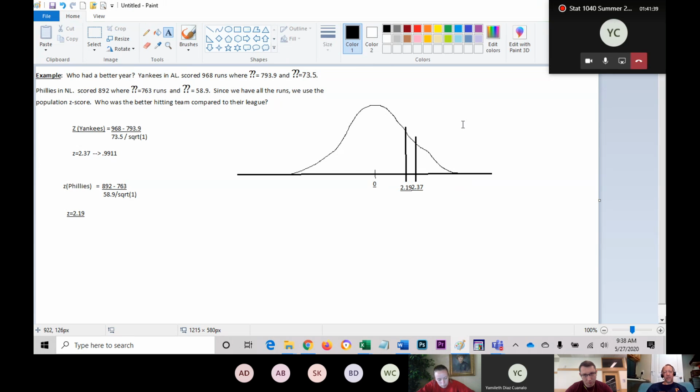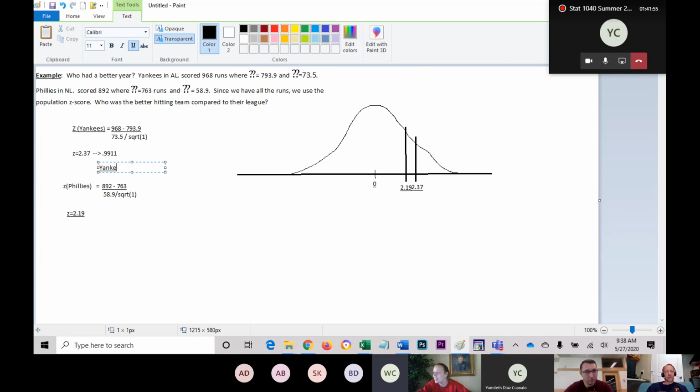Well, those numbers are right on top of each other. Sorry about that. And so who did better? The Yankees. Those damn Yankees. We hate the Yankees. Okay, so the Yankees are better. I'd like to see it on a dollar cost averaging.